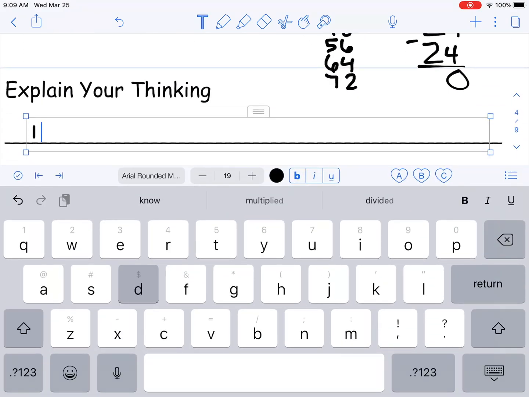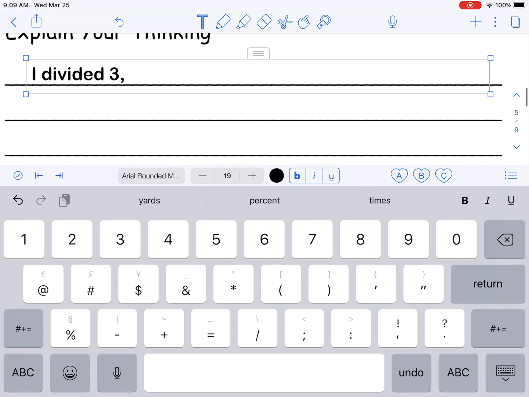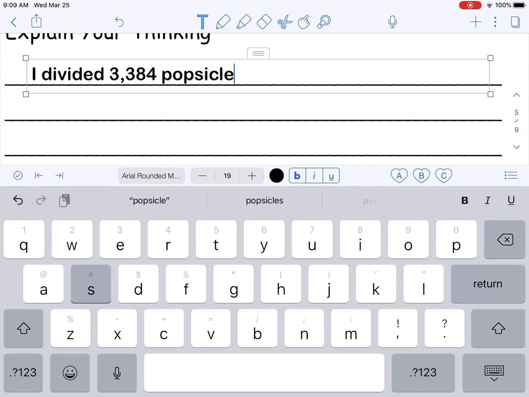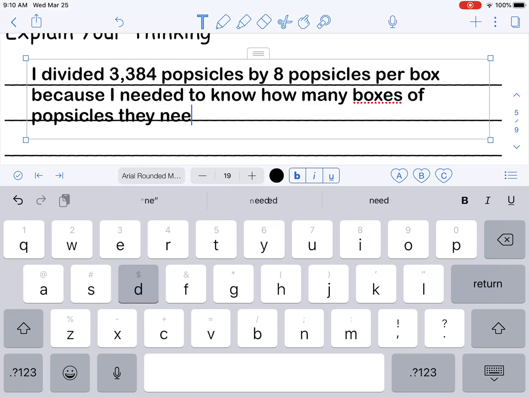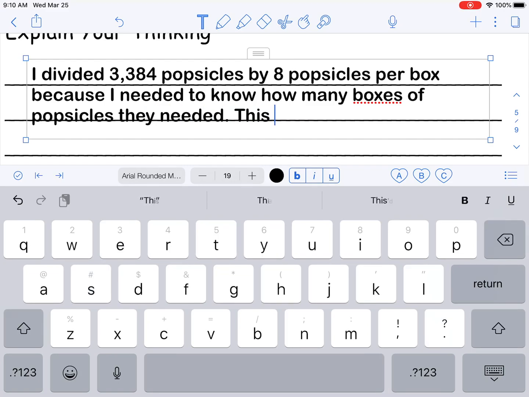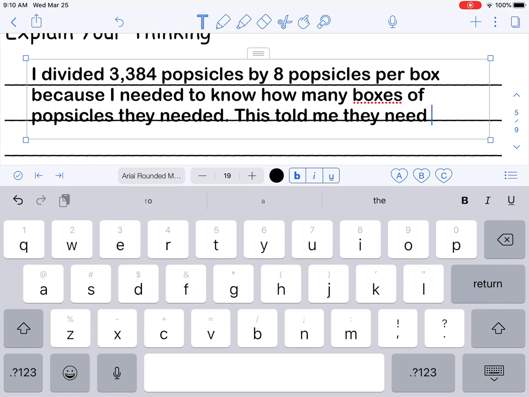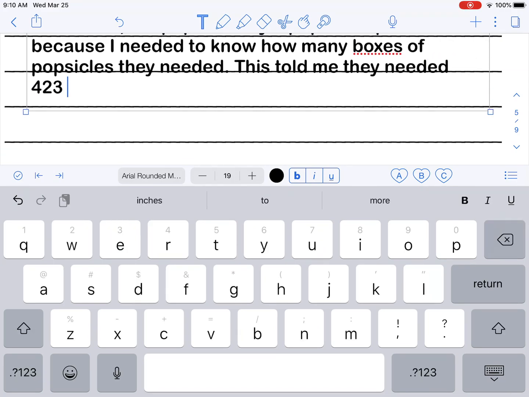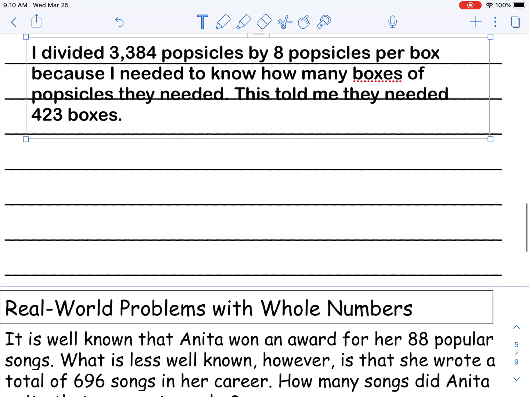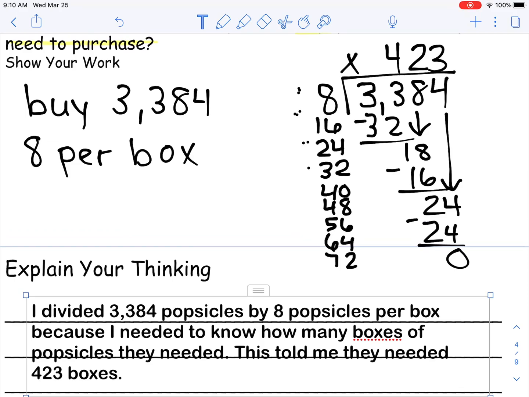So explanation time. I divided 3,384 popsicles by 8 popsicles per box because I needed to know how many boxes of popsicles they needed. This told me they needed 423 boxes. So there we go.